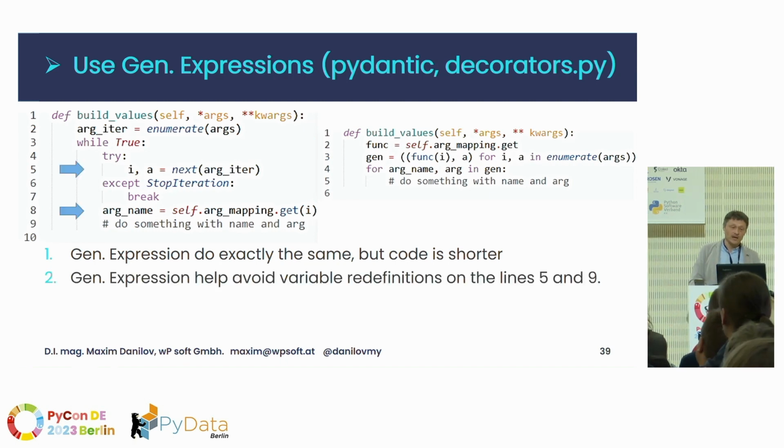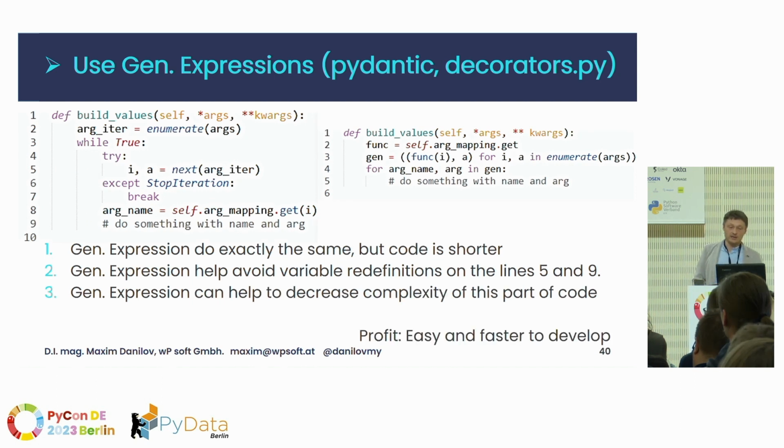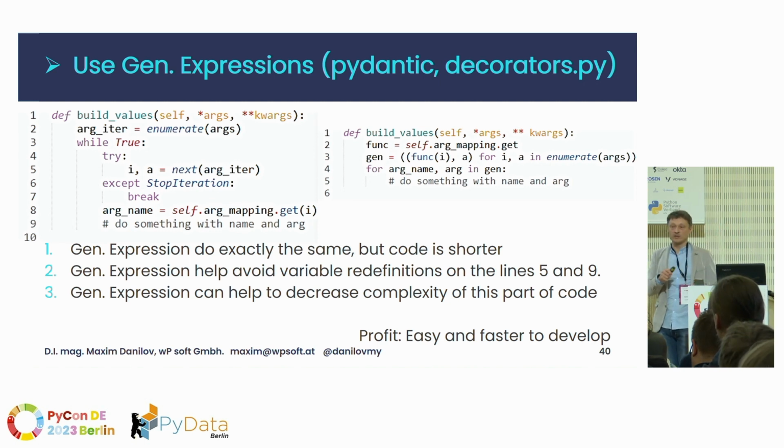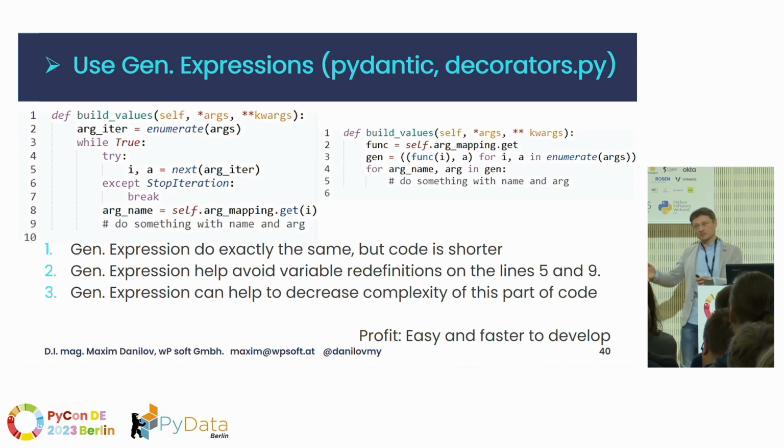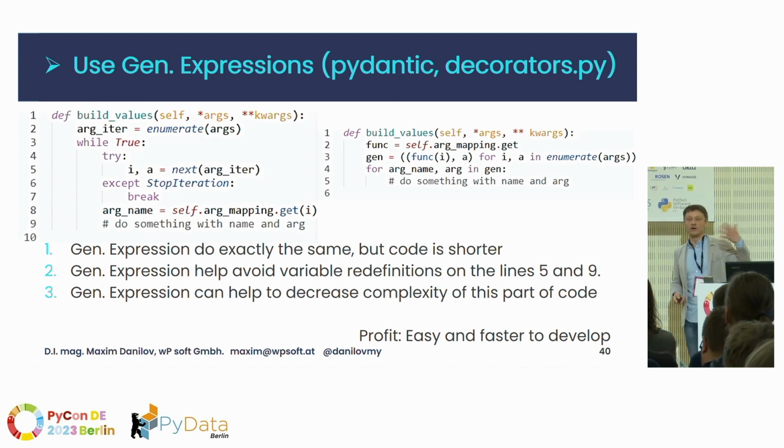The code is shorter. A generator expression helps us avoid variable redefinition on lines 5 and 9. And a generator expression can help us decrease the complexity of this part of code. I already talked at the last PyCon about Python code complexity. I know this is really subjective. For somebody, working with generator expressions is easy, and for somebody, the example on the left side is really more readable, funny, and easy to work with.